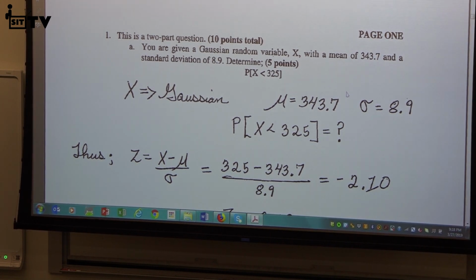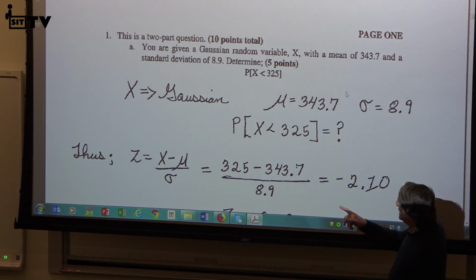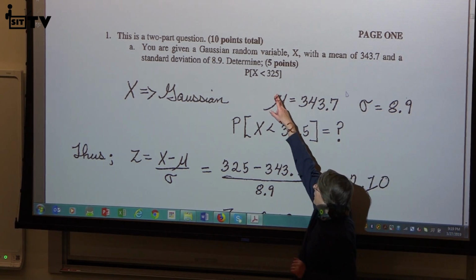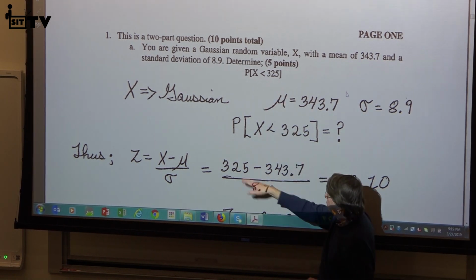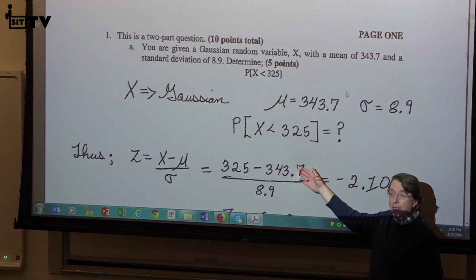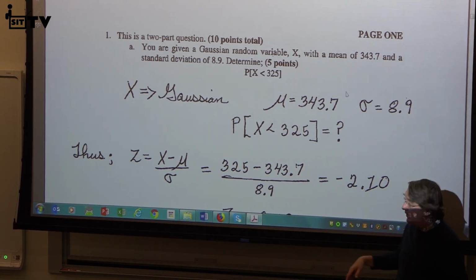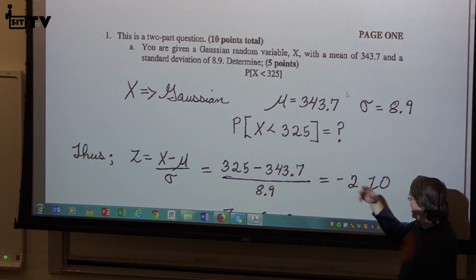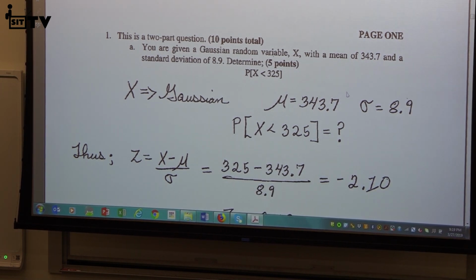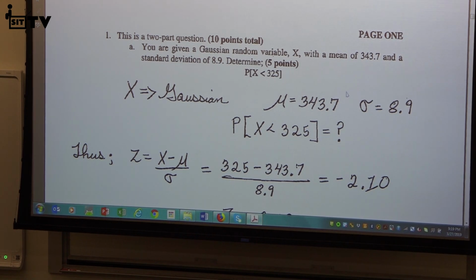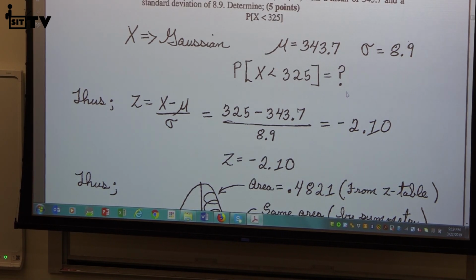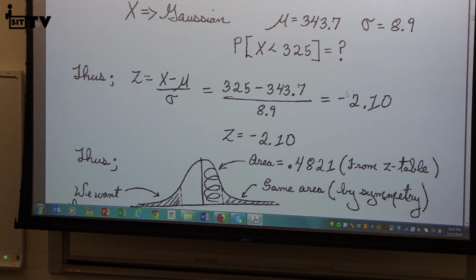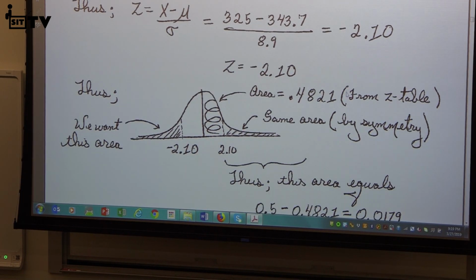So the first thing you should do is plug in all the numbers. Now, be careful. What's x? X is what we're determining we're either greater than or less than. Here it's less than. So x is 325. In the problem statement, I gave you the mean, and I gave you the standard deviation. And we now get z is minus 2.10. So what we're now going to say is the probability of x being less than 325 is the same probability of z being less than minus 2.10.